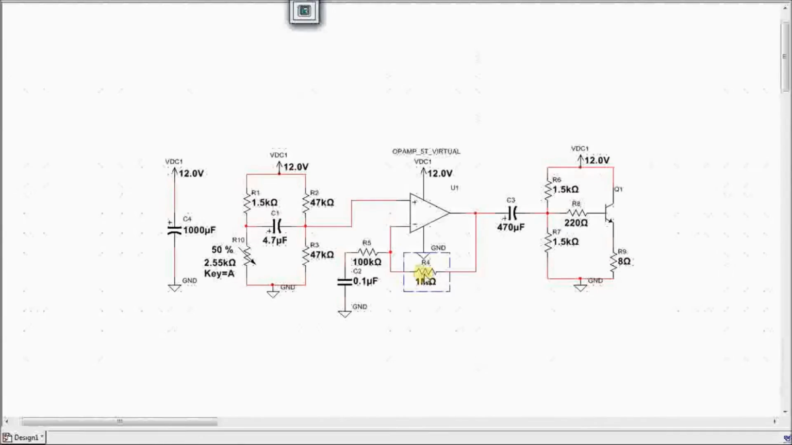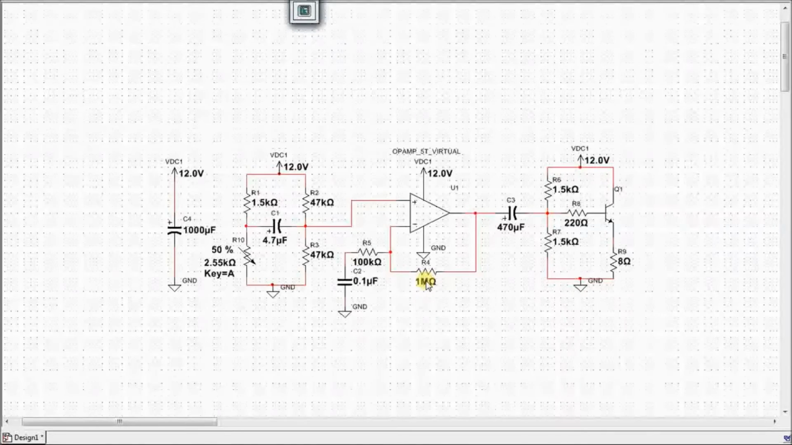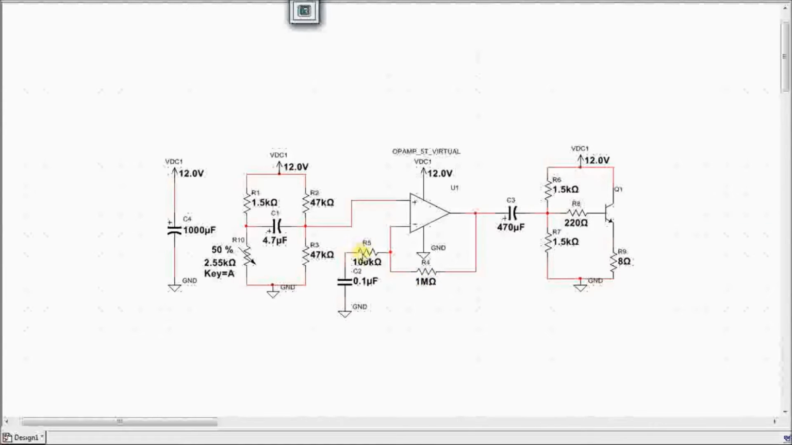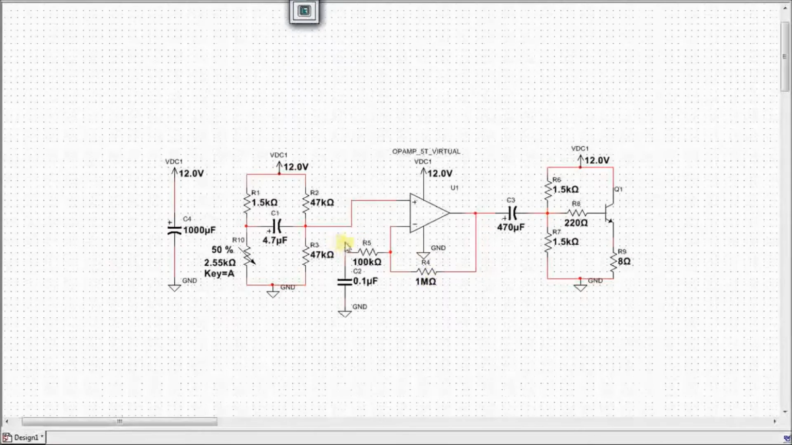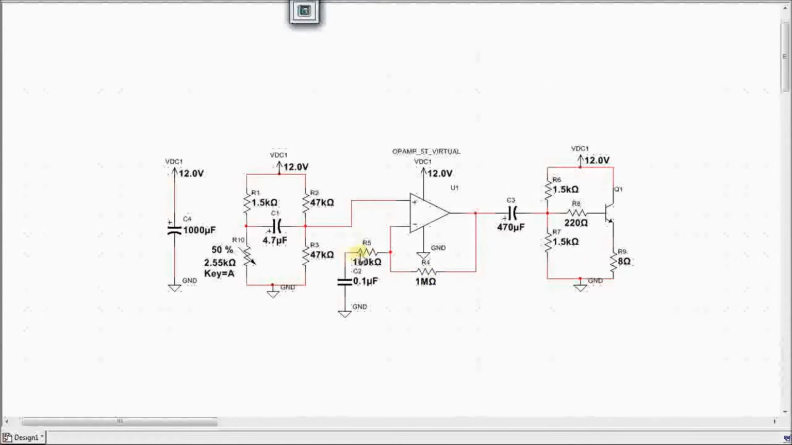This feedback loop has this 1 mega ohm and this 100 kilo ohm resistor. So these two form a pair, and we know the formula for that is 1 plus feedback resistance by inverting input resistance, that is 100 kilo ohms. So 1 mega ohm by 100 kilo ohms will give 10, plus 1 according to the formula for a non-inverting operational amplifier. We'll get an overall gain of 11.